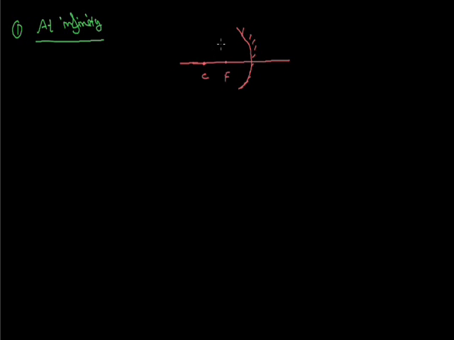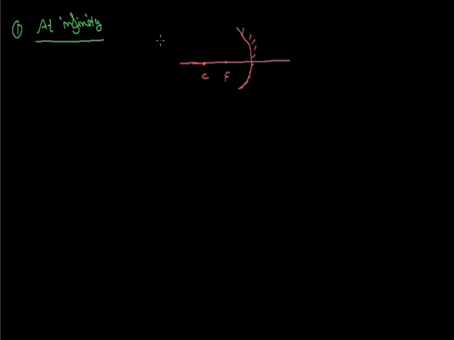Now use the rules. According to the rules, we have 3 rules. First, when the ray comes parallel to the principal axis, after reflection it will pass through the focus. The rule number 2 states that rays passing through the focus will become parallel to the principal axis after reflection. The third law states that when the ray passes through the center of curvature and falls on the mirror, after reflection there will be no deviation; it will reflect back and trace the same path. These are the 3 rules. Out of these 3 rules, at a time we will use only 2 rules.